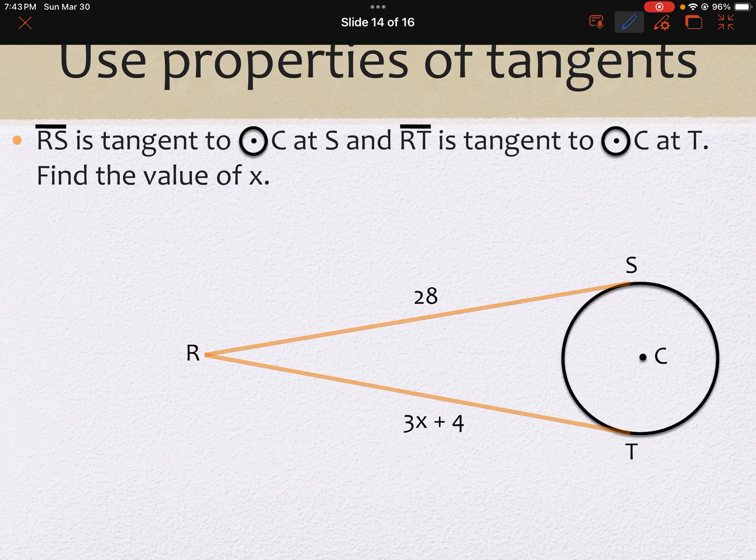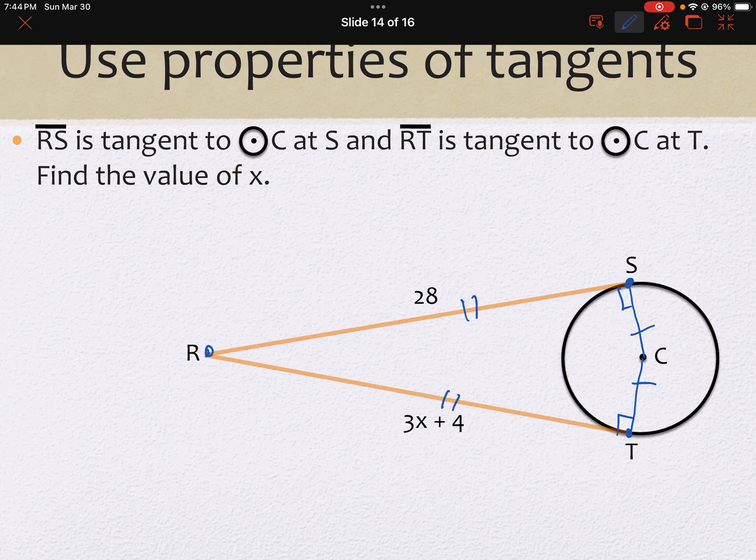Segment RS is tangent to circle C. So that means this. And it's tangent at point S. Segment RT is tangent to circle C at point T. So you also have this going on. Okay, those are the same. Notice how those external tangents meet at a common point R. That means these are the same.